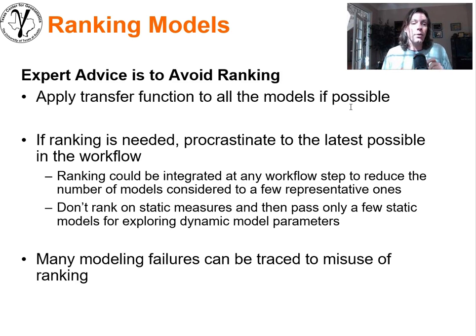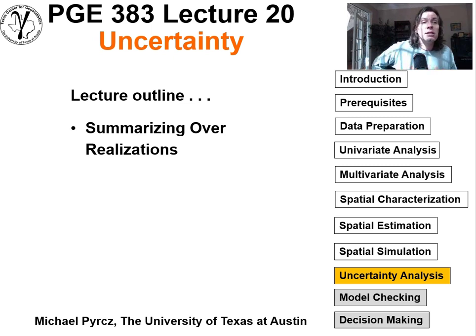If ranking is required, procrastinate ranking to the latest possible part of the workflow. Don't rank on static and then run very few models through to dynamic. That can be very biased. Try to rank at the very last moment if possible. I know this is a huge challenge. I know it makes things harder, but early ranking often causes biases to be propagated through. So, rank as late as possible so that we don't propagate bias through, and avoid ranking if you can. Many modeling failures can be traced to the misuse of ranking. Ranking is extremely dangerous. All right, so next I'll have a lecture about summarizing over realizations.